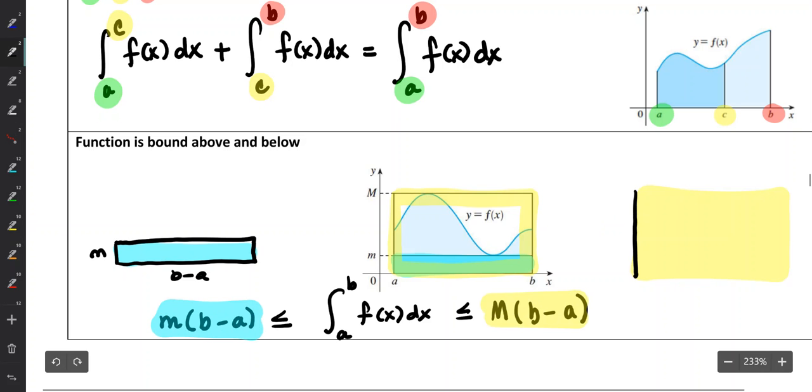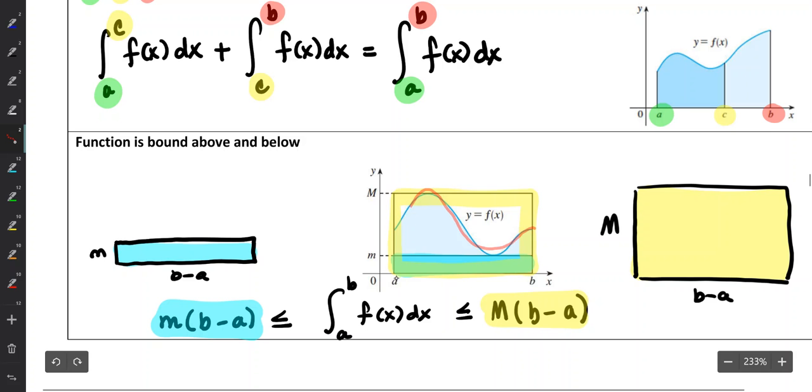It's a big capital M. And here is your b minus a. We have a continuous function on a closed bounded interval. The extreme value theorem says that this function will have a minimum y value, function value, an absolute min and an absolute max, right? That's what those little m's and big M's are.